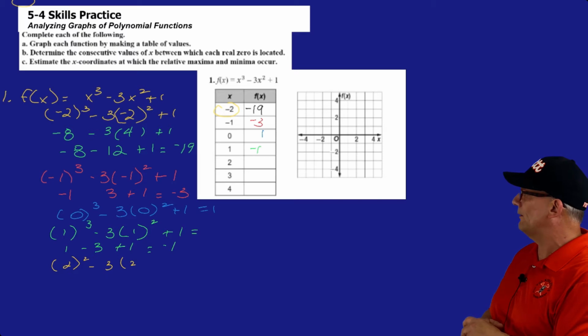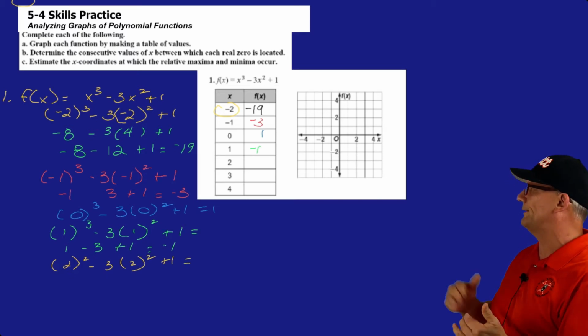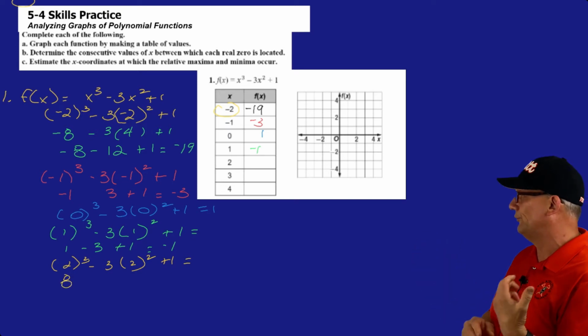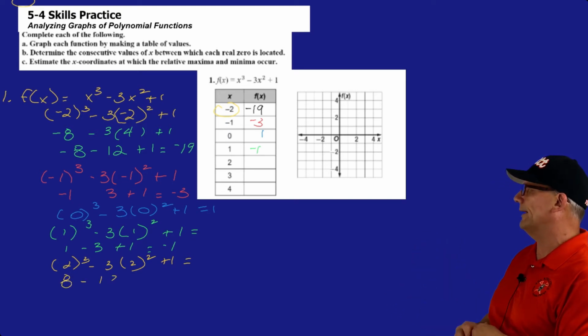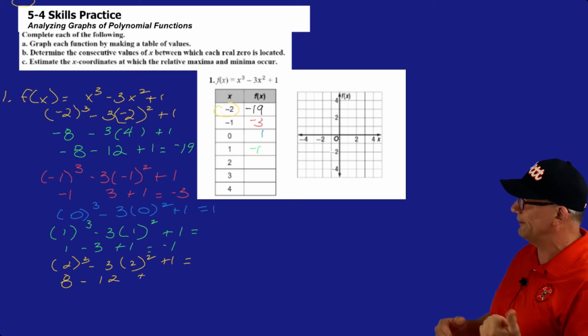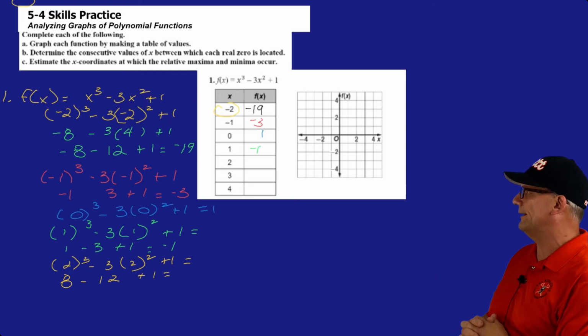All right, go back, we'll put number 2 in there, and we've got 2 cubed minus 3 times 2 squared plus 1. So 2 cubed is 8, right? 2 squared is 4, times 3 is 12, so 8 minus 12 plus 1. I got 9 minus 12, that gives me -3. Yep, -3, there it is.